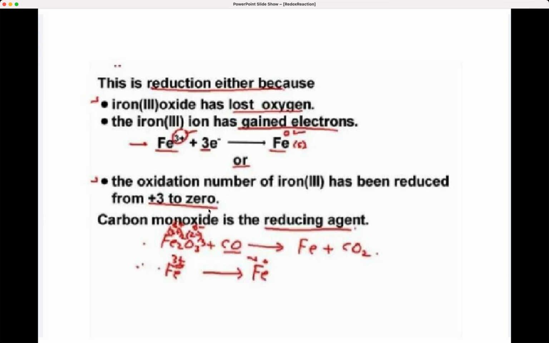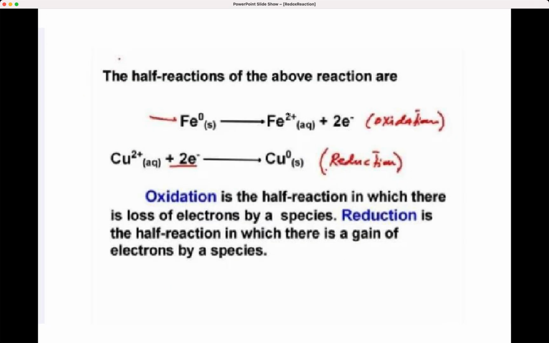And here in this particular reaction, carbon monoxide is a reducing agent. You can see that Fe2O3 plus carbon monoxide gives iron and carbon dioxide, and Fe3+ becomes Fe, iron, because the oxidation number of iron gets reduced from +3 to 0. Now you can see the half reactions of the following which we saw just now.